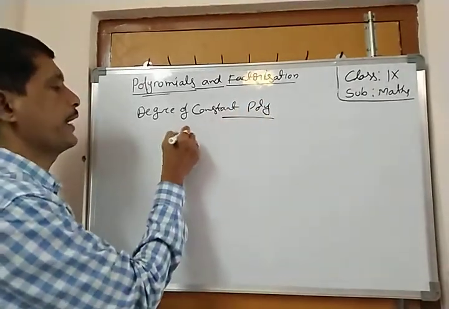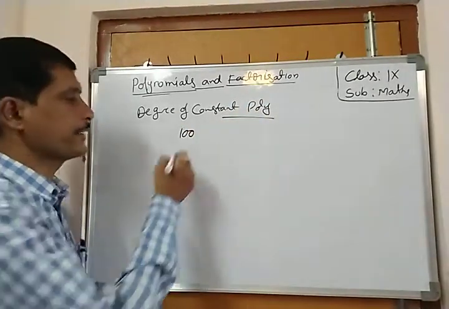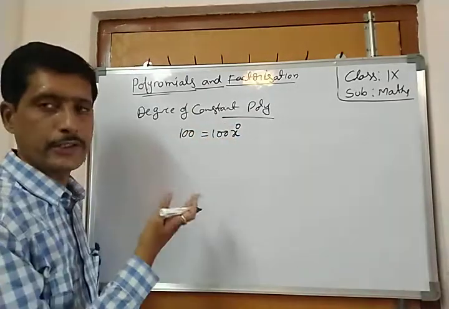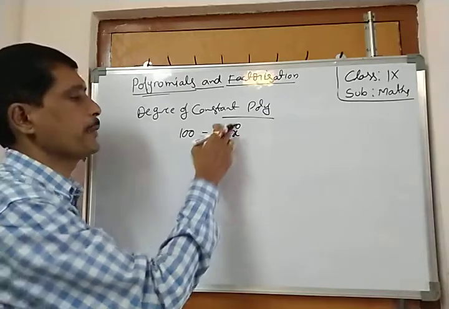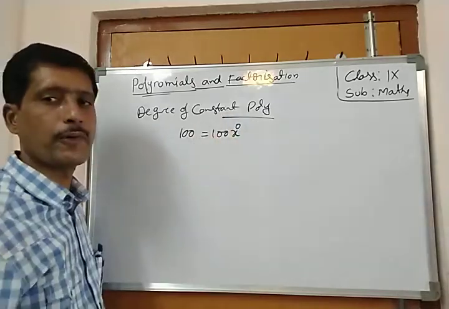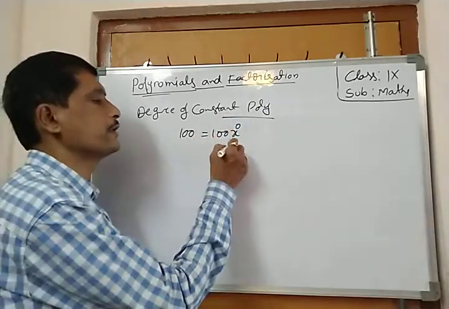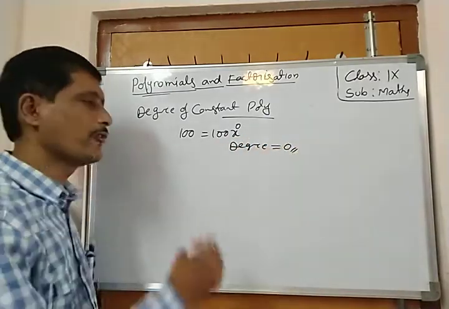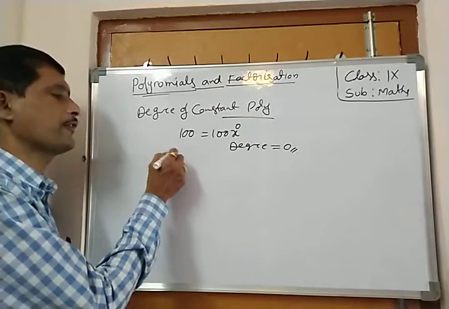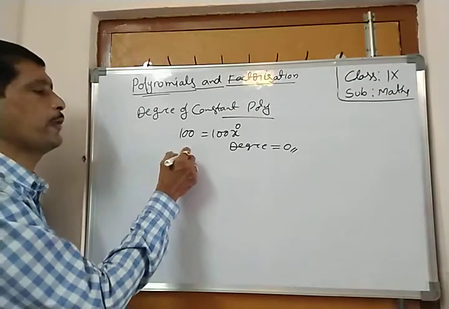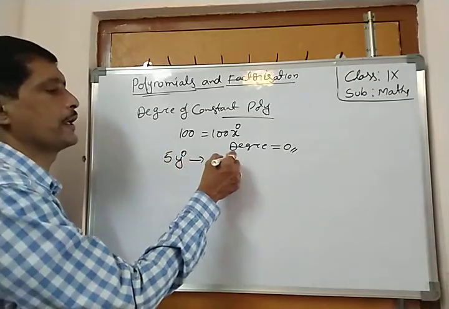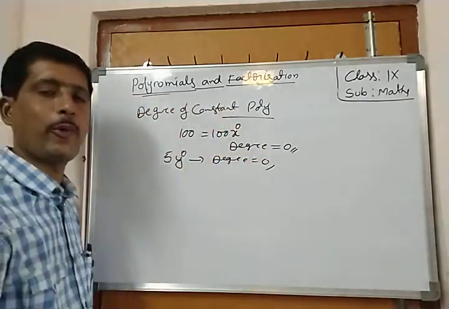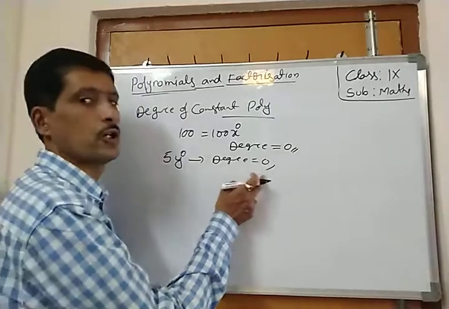Suppose 100 is given. Here 100 can be written as 100 into x power 0, or y power 0, any variable power 0, which is equal to 1. Therefore here the degree is equal to 0. Suppose 1 lakh is given, or any number, say 5, then 5 into y power 0, that also has degree 0. The degree of any constant polynomial is 0 only.